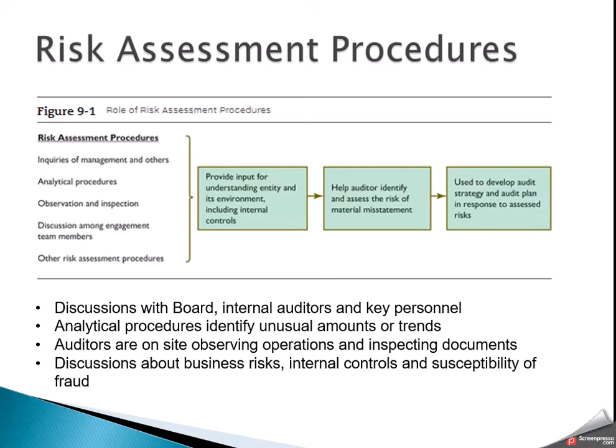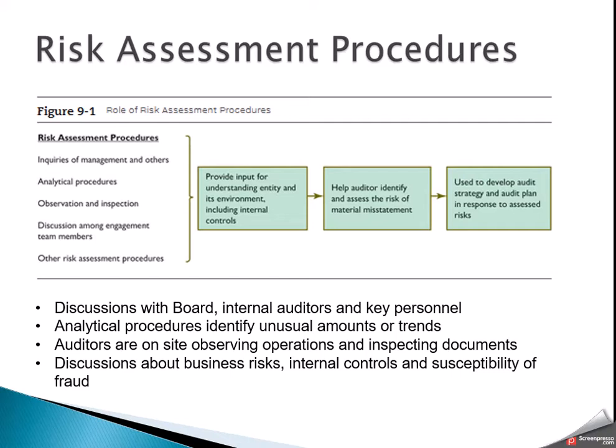All of those different procedures are going to provide input for understanding the company that they're auditing and understanding their internal controls. Then it's going to help the auditor identify the risk of material misstatement, and then they're going to use that to develop their audit strategy and their audit plan in response to those assessed risks.